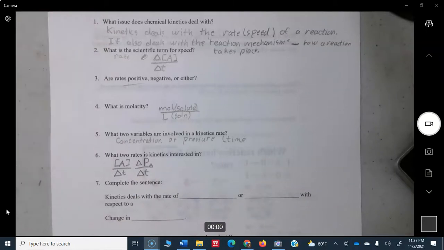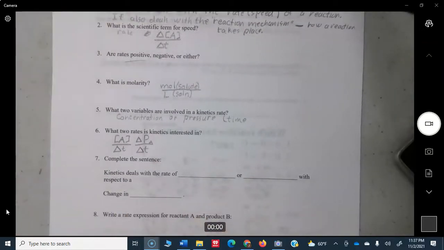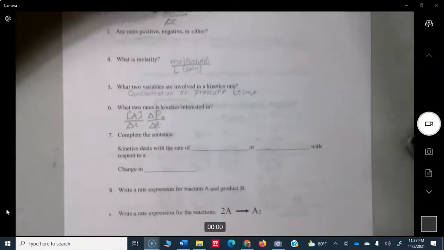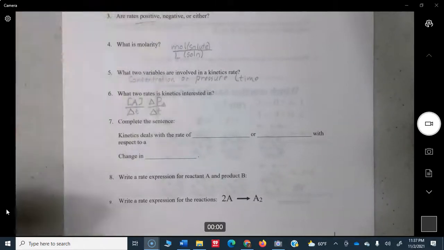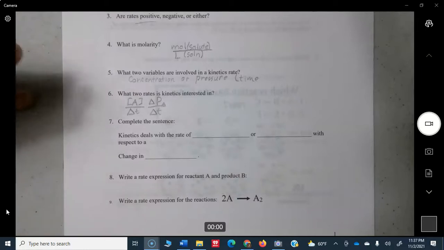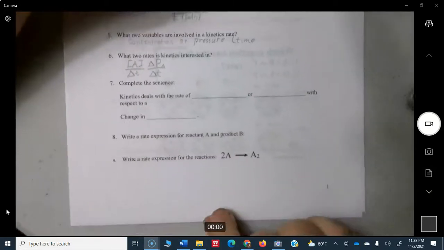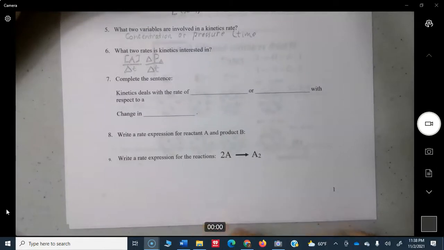Okay. So number 7 is kind of asking the same question again. Change in pressure or concentration with respect to a change in time. Just trying to reinforce that concept. So it's how fast either the pressure or the concentration is changing. If it's a reactant, then the concentration would be going down. If it's a product, something on the right side of the arrow, the concentration would be going up. Okay. Write the rate expression for this.